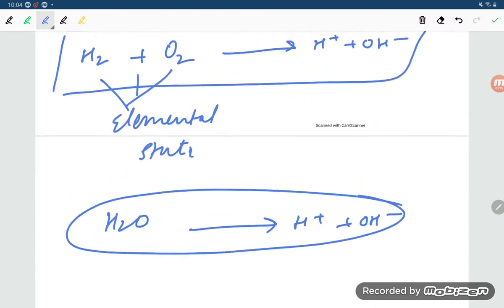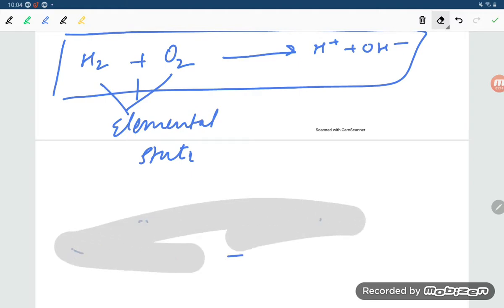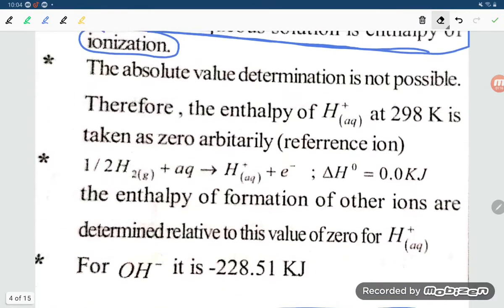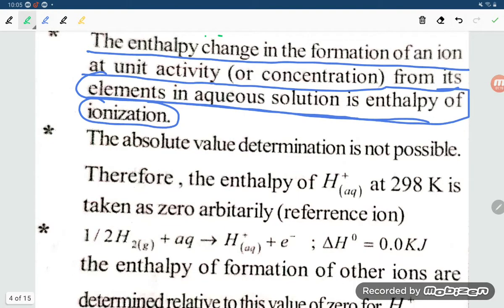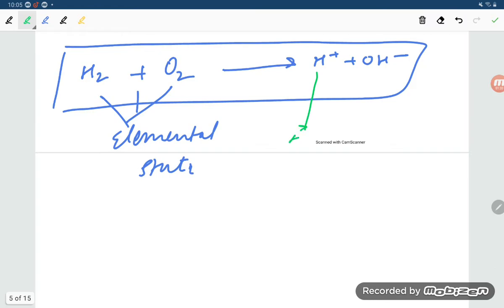We have to study the ionization enthalpy in aqueous solution. Ionization enthalpy in aqueous solution means the enthalpy change in the formation of an ion at unit activity or concentration from its elements in aqueous solution. So the element of this ion is H2 and the element of oxygen is O2. From there we are getting the ions.